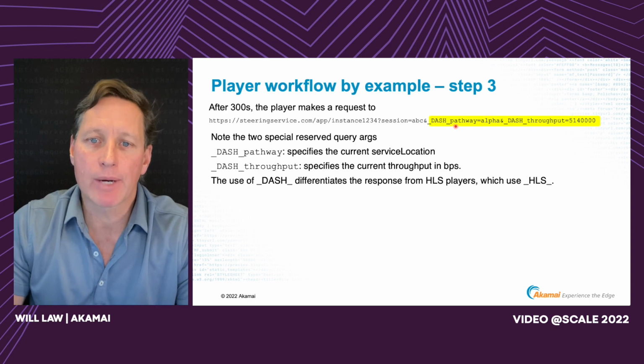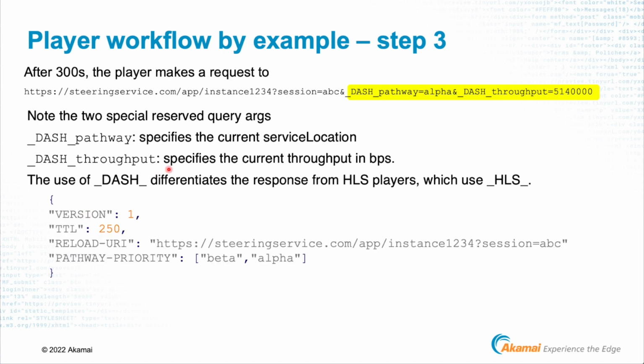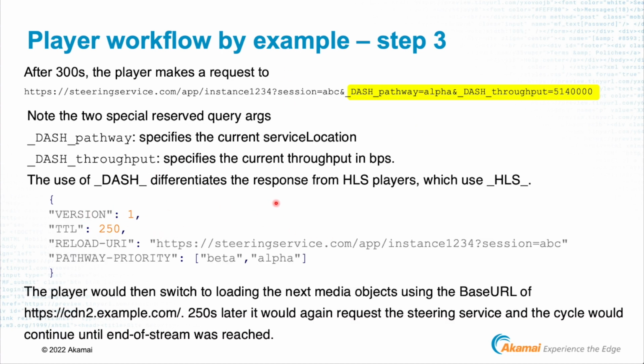But now when we go back, we add in these 2 required query args: _dash_pathway, which specifies the current service location, and _dash_throughput, which specifies the current throughput in bits per second. And in HLS, if you know that content steering spec, this is called _HLS_pathway and _HLS_throughput. We didn't want to masquerade as an HLS player, that's why we use _dash. So the steering server can clearly see this is a dash player that it's steering, but we provide exactly the same information. So we go back to the steering server, it comes back with a new response.